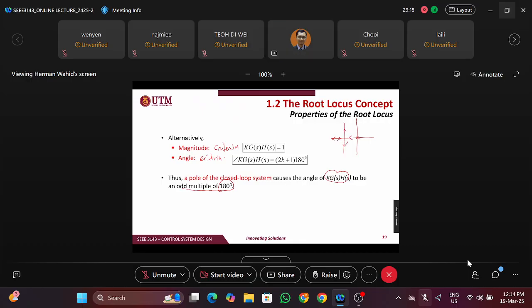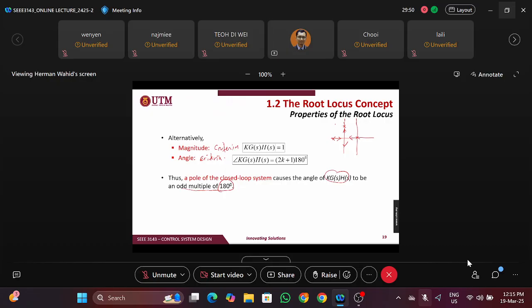If we try a certain pole that is lying, let's say, located here, the pole located here, and we test it on the magnitude and angle criteria, it would fulfill both criteria.